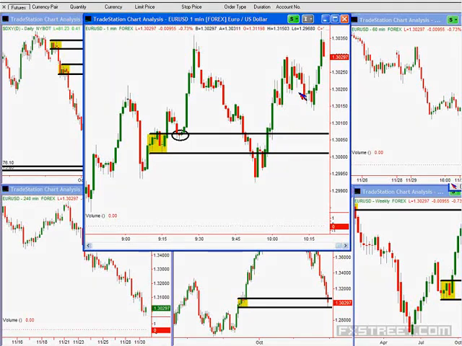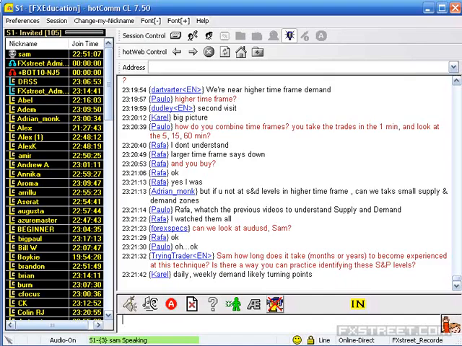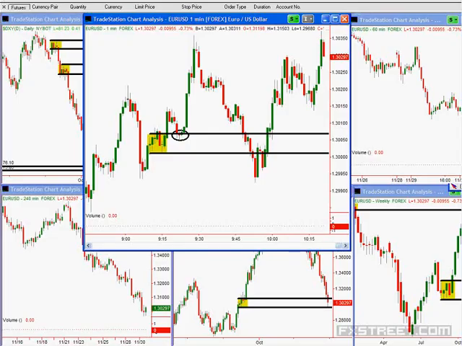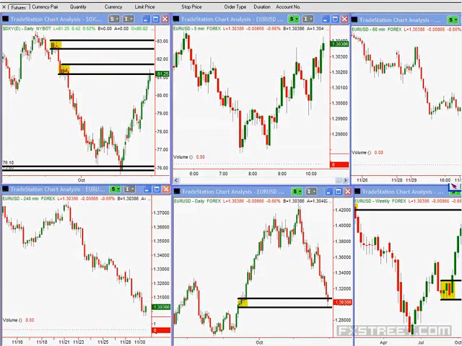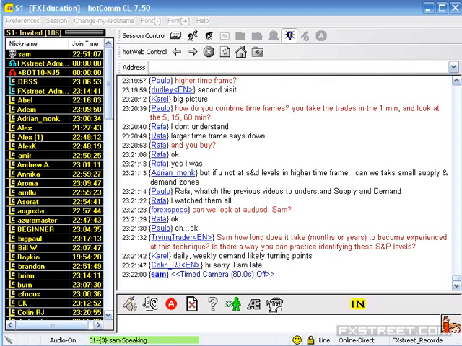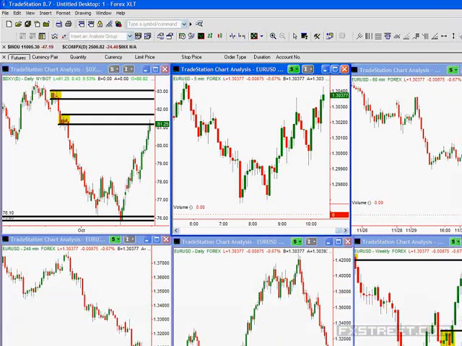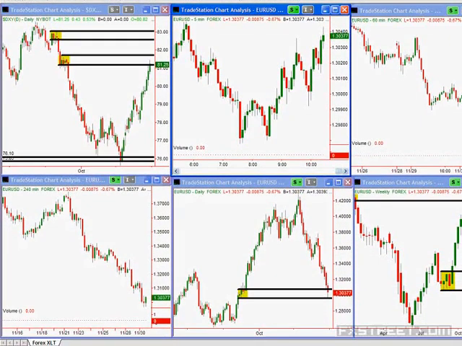Trying trader, excellent question. Very good question there. Let's answer that. Trying trader is asking how long does it take to become a trader. I trade the S&P more than anything else. The S&P is definitely the number one market I trade, and then the currencies are after that. But yeah, great question.